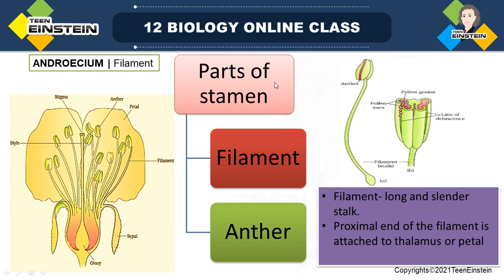So the parts of stamen are the filament and the anther. The filament is a long, slender, stalk-like structure, and at the terminal end the anther is attached, and at the proximal end the filament is attached either to the thalamus or the petal.